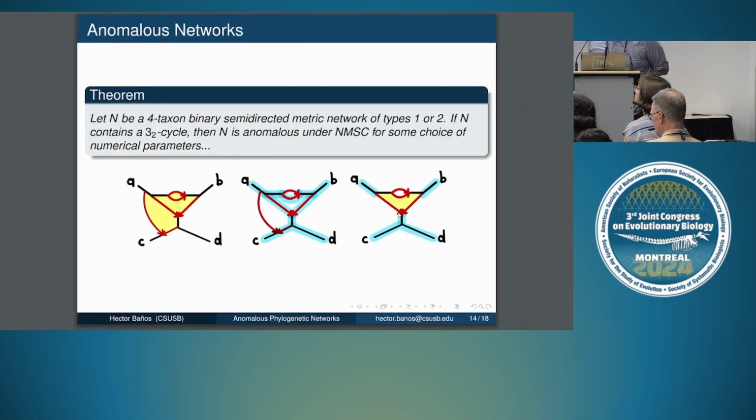So the first thing we were able to show is that if you have a 4 taxon binary semi-directed network of type 1 or 2, if it contains a tree-to cycle, then there are some parameters such that under the NMSE, you will be anomalous. That is, let's look at an example. This is a 4 taxon semi-directed network. And you can see here in blue, I have highlighted a tree-to cycle like the one I just talked about before. For that one, I can assign some parameters to this network and find an anomalous network, or it will be an anomalous network.